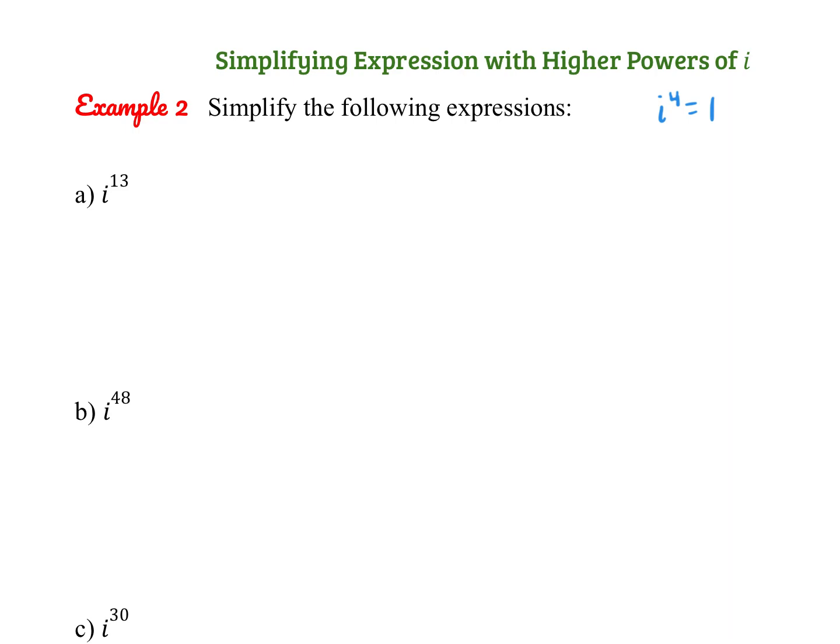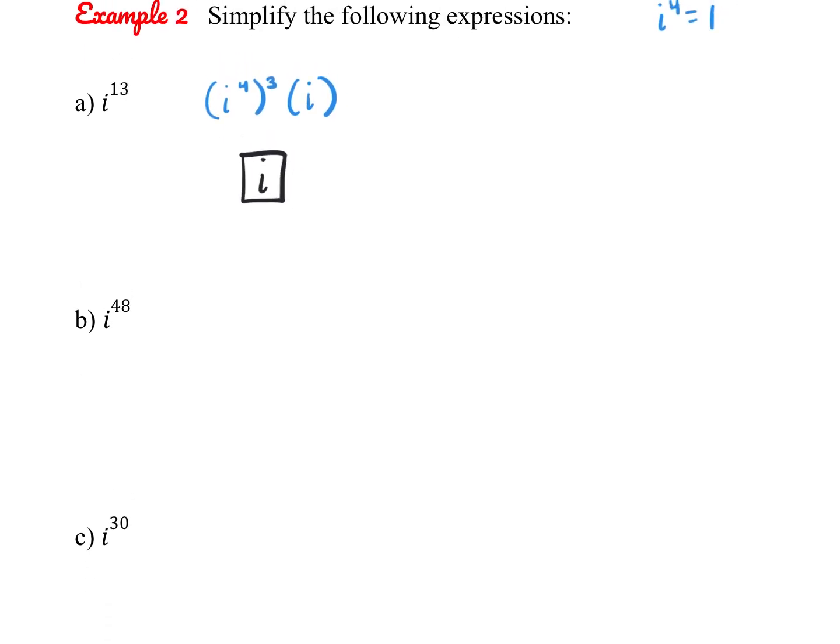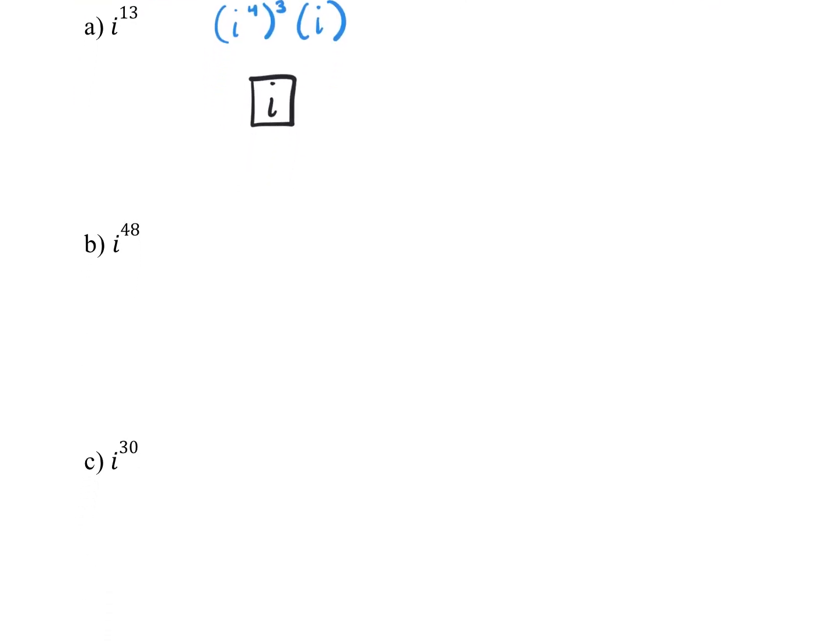So if I see i to the 13th, we know that that's i to the fourth. Well, 13 has 3 groups of 4, and then an additional i, because this would give you i to the 12th, and then that extra power of i is right here. And again, we know that i to the fourth is equal to 1, so this expression is equal to 1, and all we have left over is just i.